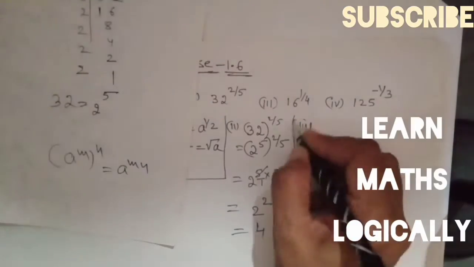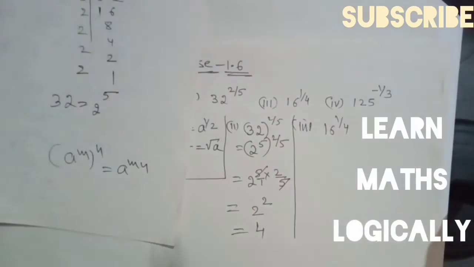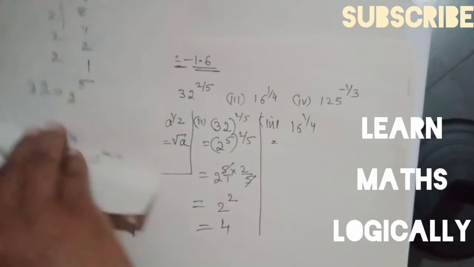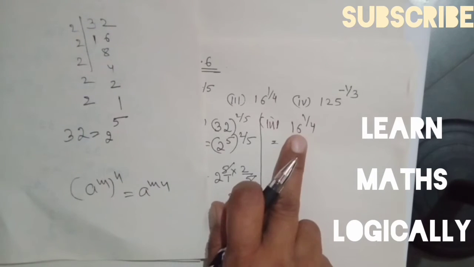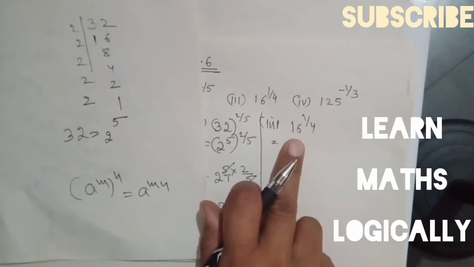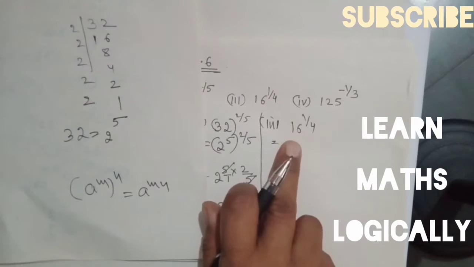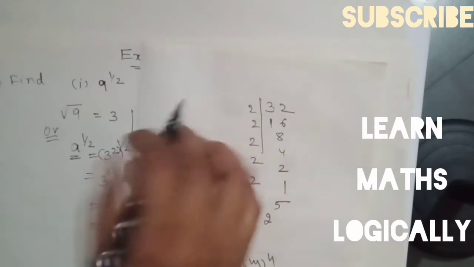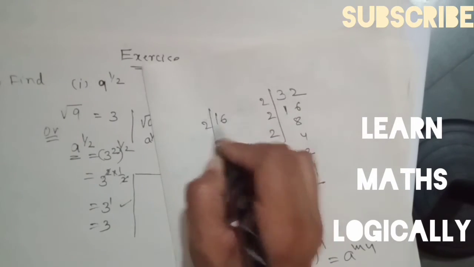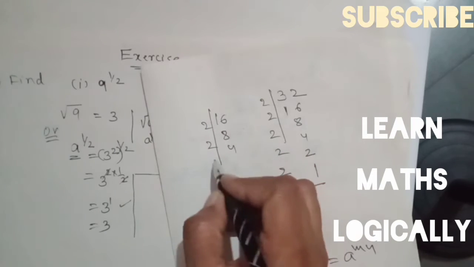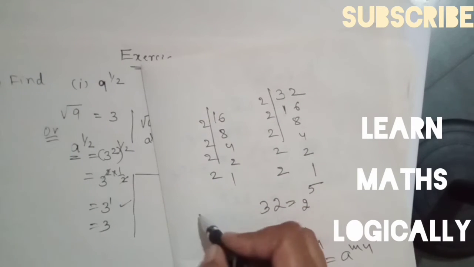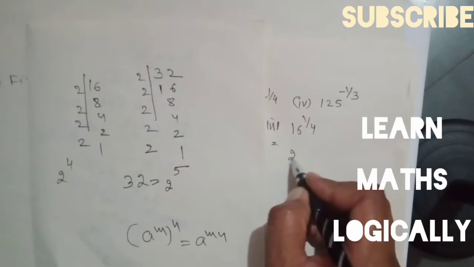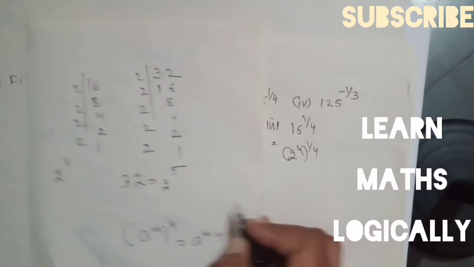Third one, what we have? 16 raised to 1 by 4. So what I will do here, I will first find the factors of 16. See here, this can be written as 4 fours are 16, but we'll convert this in terms of prime numbers. We'll write this here. 2 eights are 16, 2 fours are 8, 2 twos are 4, 2 ones are 2. Then 2 raised to 4, this is. Okay, 16 can be written as 2 raised to 4. Very simple concept. And raised to 1 by 4 we have here.